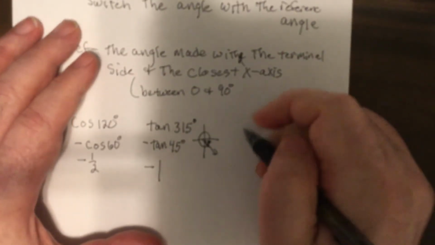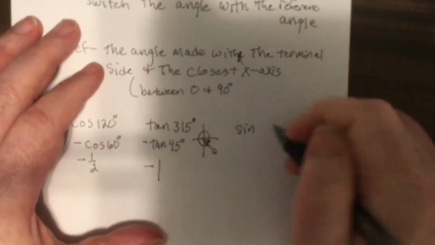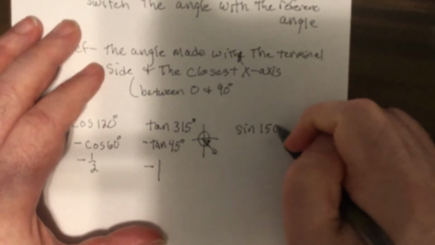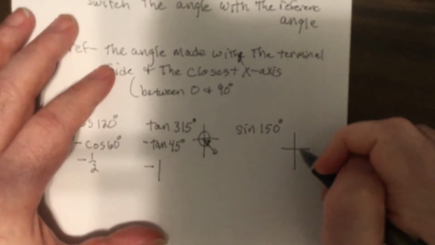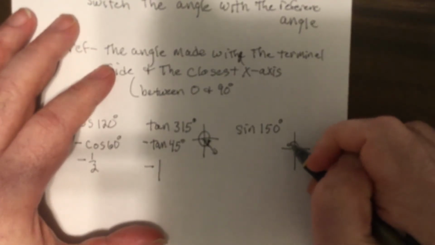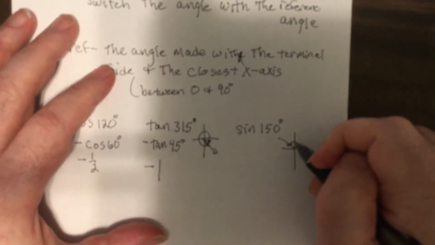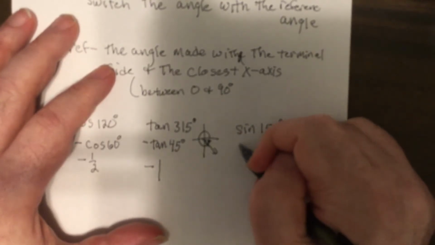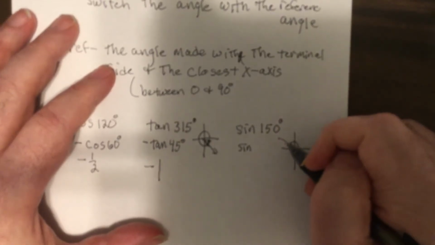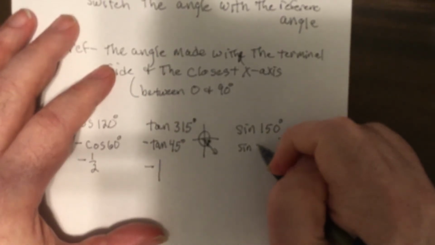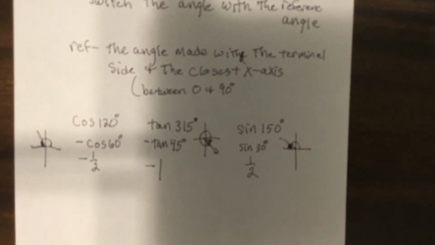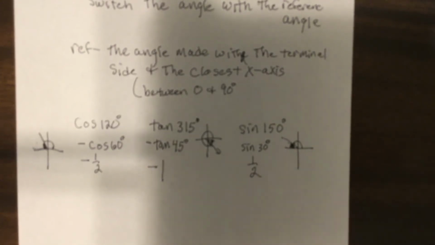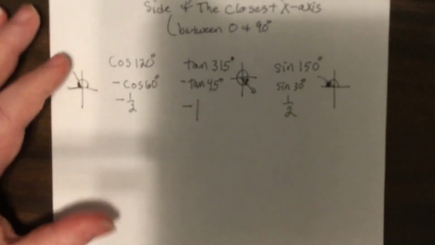So if I said, okay, what's the sine of 150? So 150, yep. That's in the second quadrant. Sine is positive in the second quadrant. And the reference angle is 30 degrees. And sine of 30 is a half. Now, you got to know the 30, 45, and 60, which I had a long time ago. I hope you memorized them.